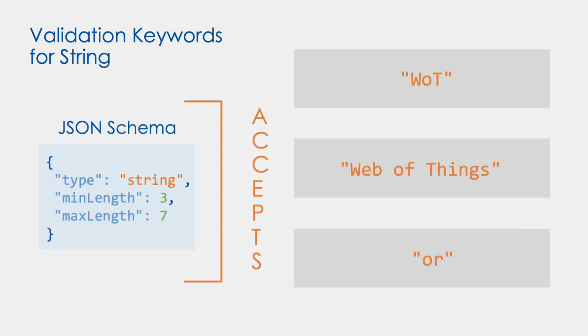Now, we will talk about the validation keywords for strings, such as maxLength or minLength. They are used to specify the length of the string. As you see in the example, we restrict the length of a string. Thus, JSON schema won't accept strings with lengths shorter than 3 and longer than 7.